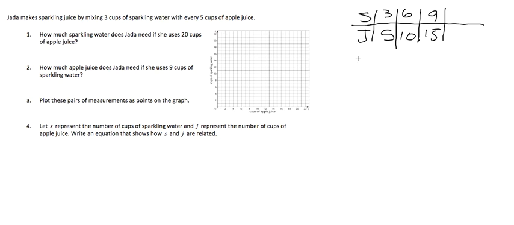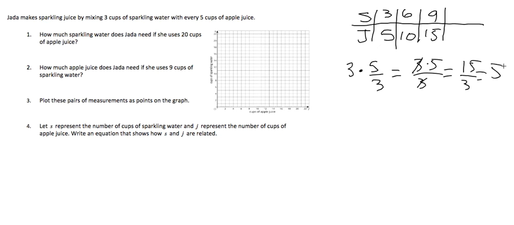So what we end up finding is that if we multiply 3 times 5 over 3, that gives us 3 times 5 over 3, which these 3's cancel out. Or we get 15 over 3, which simplifies to 5, which is our amount of juice. So what our pattern is that we're multiplying the amount of sparkling water times 5 over 3.